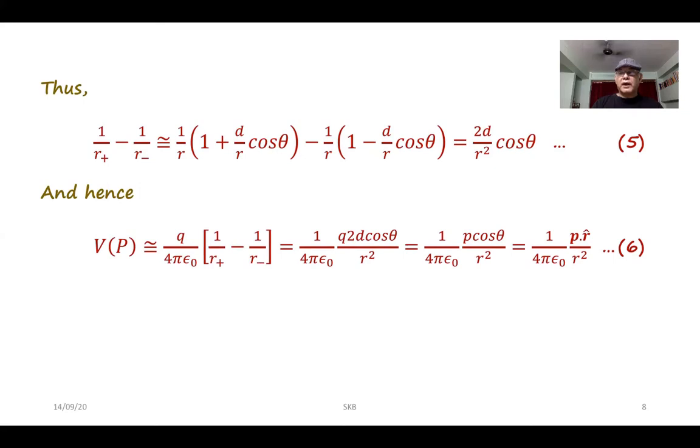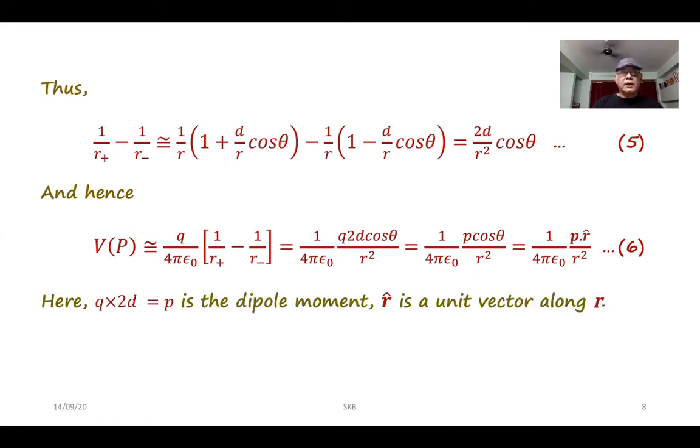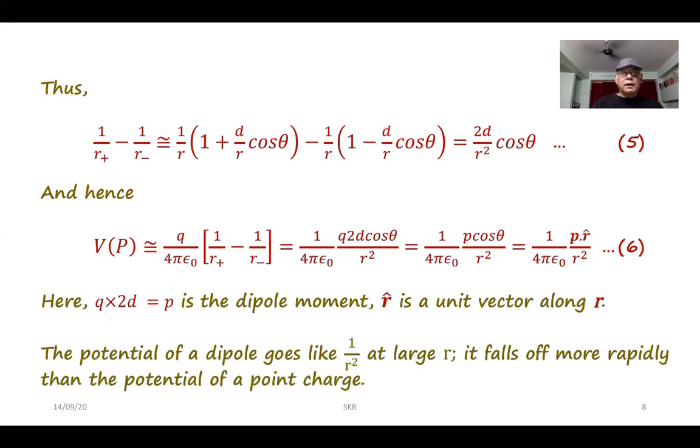as 1 by 4 pi epsilon naught vector P dot r cap divided by r square. This is equation 6. Here, Q into 2D is equal to P, which is the dipole moment, and r cap is a unit vector along the vector r. The potential of a dipole goes like 1 by r square at large r. It falls off more rapidly than the potential of a point charge.